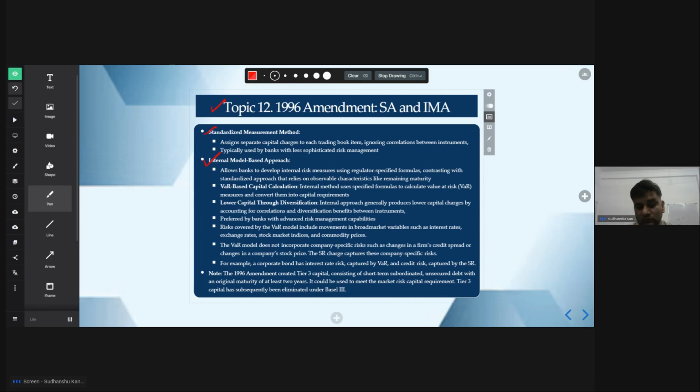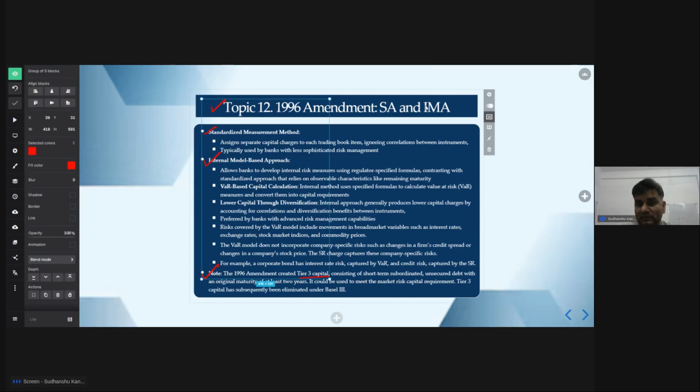Specific risk, right? So there was a requirement of tier 3 capital, right? That was introduced specifically. Tier 3 capital was introduced specifically for market risk, short-term subordinated debt, which is greater than or equal to 2 years, and later removed under your Basel III, right? So that is what was done in your 1996 amendment of standardized approach and internal model approach.